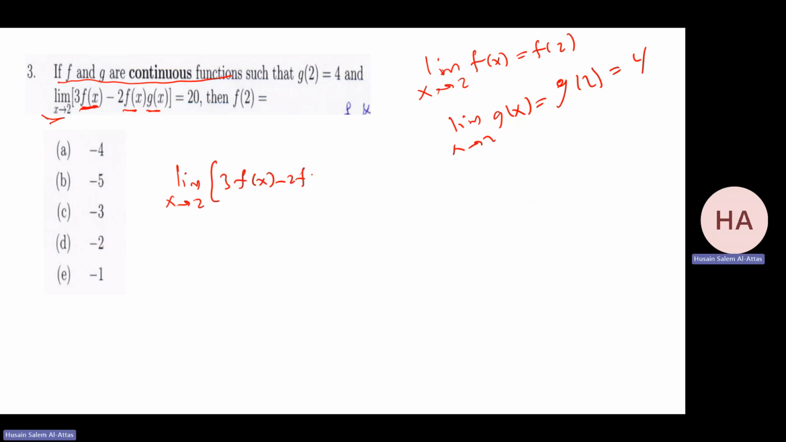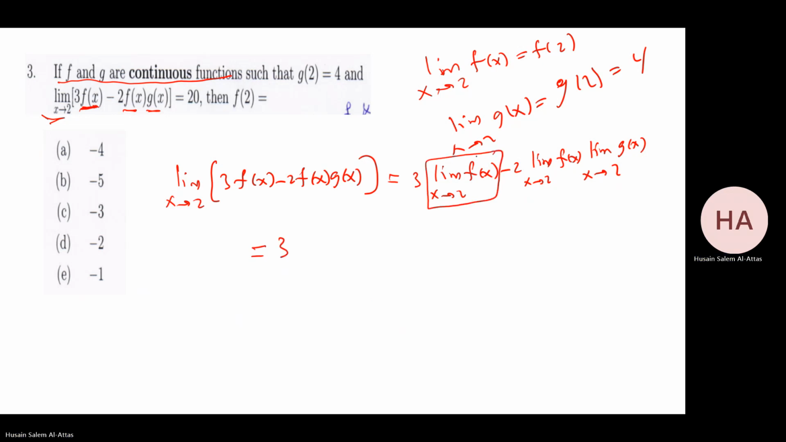So I have limit as x goes to 2 of 3 f of x. Let me rewrite it. So I can distribute the limit. That would say, it's 20. That will be 3 limit as x goes to 2 of f of x minus 2 limit as x goes to 2 of f of x, limit of g of x as it goes to 2. I'm doing this since the function is continuous means the limit exists. That will be 3 f of 2, since the function is continuous, minus 2 f of 2. This is g at 2, which is 4.